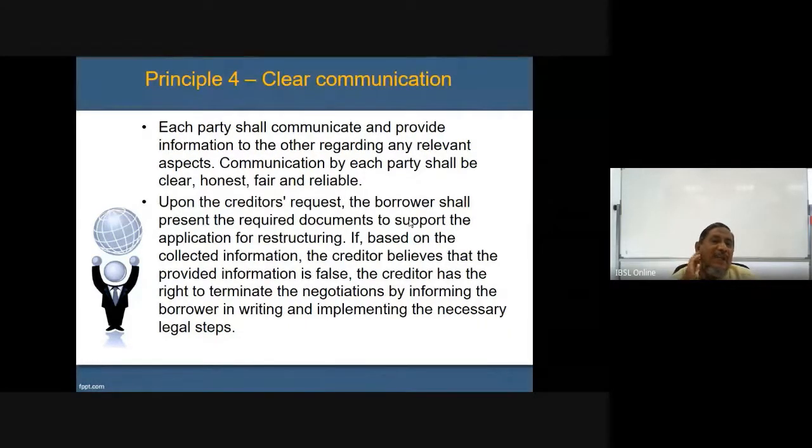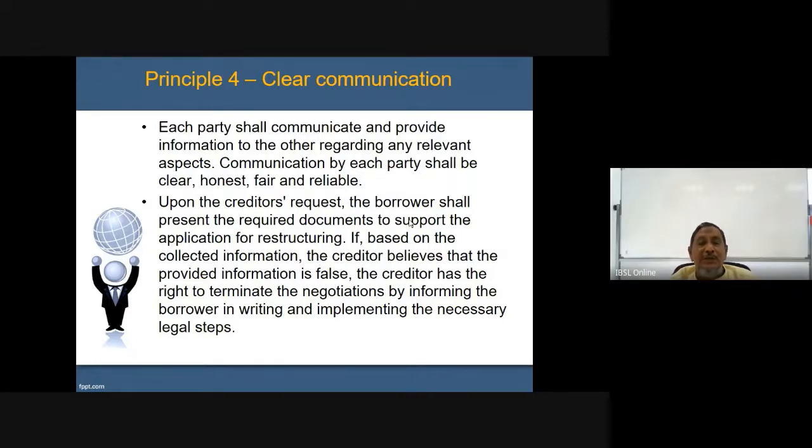The fourth principle is clear communication. Each party shall communicate and provide information to the other regarding any relevant aspects. Communication by each party shall be clear, honest, fair, and reliable. So when the customer tries to abscond from the bank, the communication breaks down. The bank has to try to develop a clear communication channel with the customer.